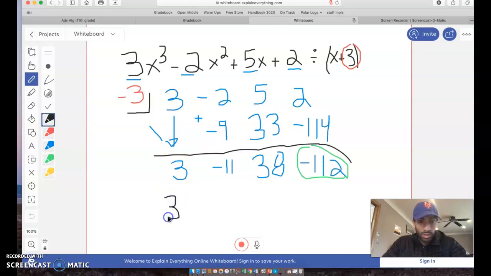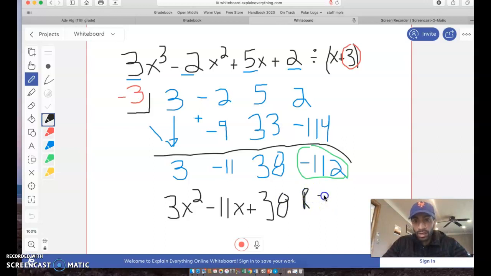So now it becomes 3x. It's not going to be x to the third. We're going to drop down an exponent to x squared minus 11x plus 38, right? You're just using these coefficients. And then, of course, hit them with the remainder. Okay, r -112. Is that the end, class? No. Good job, Keyshawn. It's over whatever the divisor is. And there we have it. Another fun synthetic division problem.